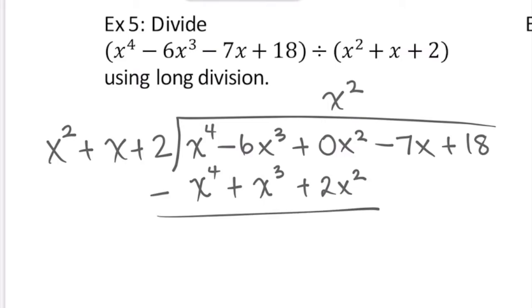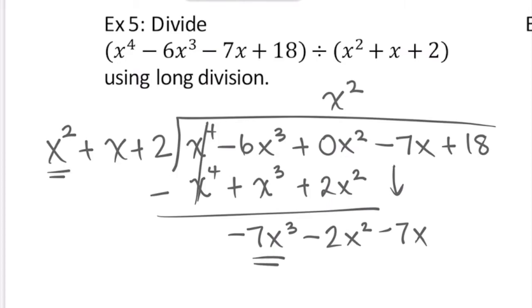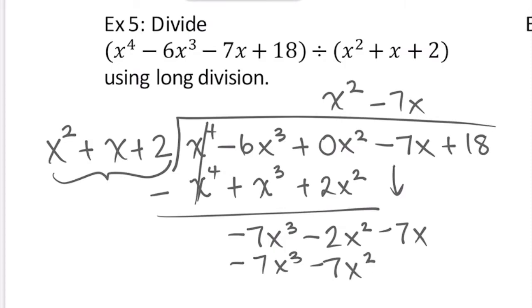Next, we subtract. This goes away. We end up with a negative 6x cubed minus x cubed, so we end up with a negative 7x cubed. Then 0 minus 2x squared is a negative 2x squared, and we drop our next term. Now, x squared times what gives you negative 7x cubed? Hopefully you're saying minus 7x. Now we multiply negative 7x times this trinomial again. We end up with negative 7x cubed, and then minus 7x squared, and then minus 14x.